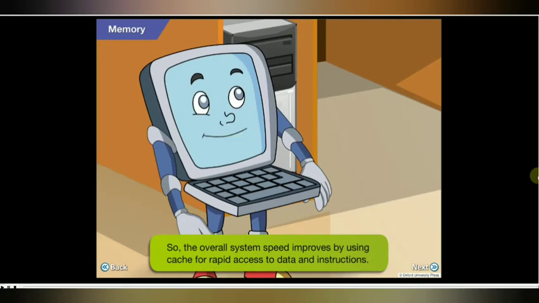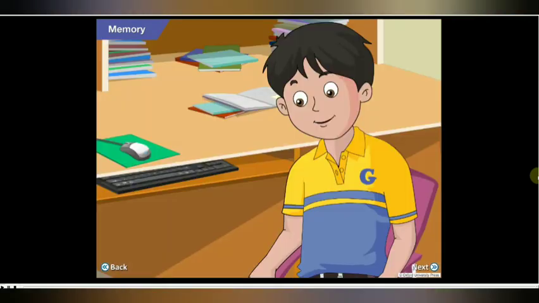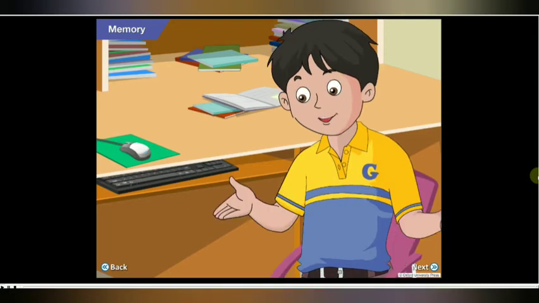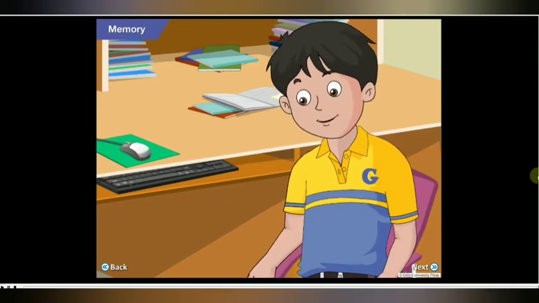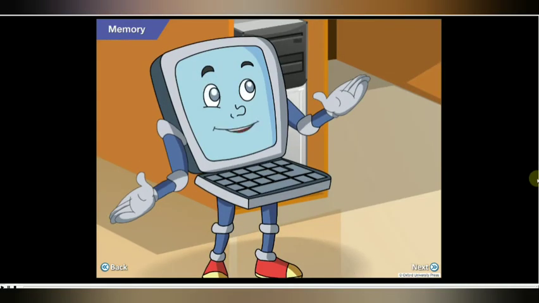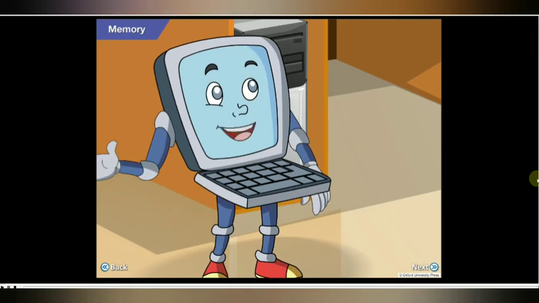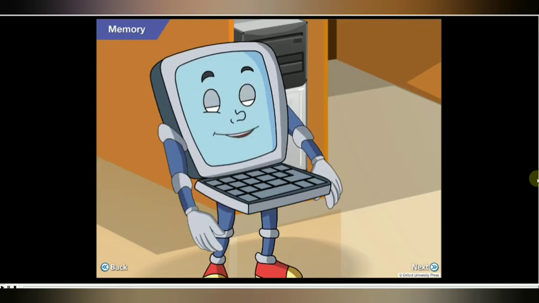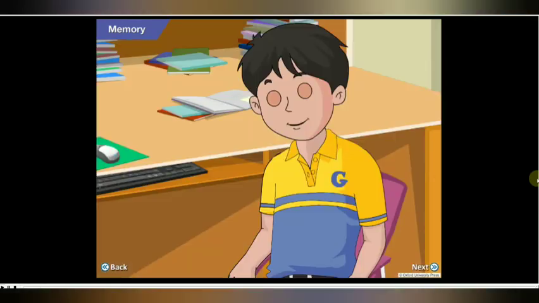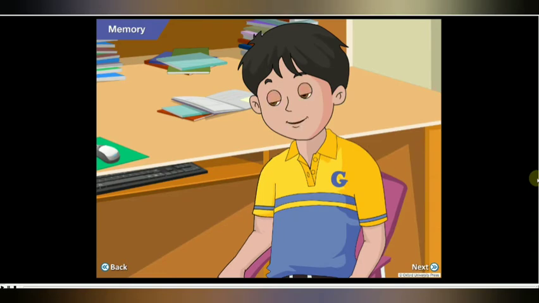So the overall system speed improves by using cache for rapid access to data and instructions. The computer memory is such an important part, Toggle. It not only stores data but also provides us that data in the fastest way possible. Yes, Goggle. As the amount of data is growing day by day, the computer speed is also improving to carry out our tasks faster. Now we have come to secondary memory of the computer, an example of which is pen drive. Secondary memory. So this is another kind of computer memory.